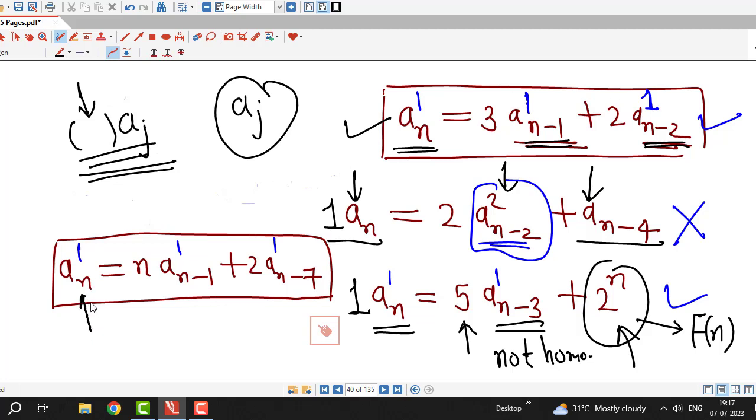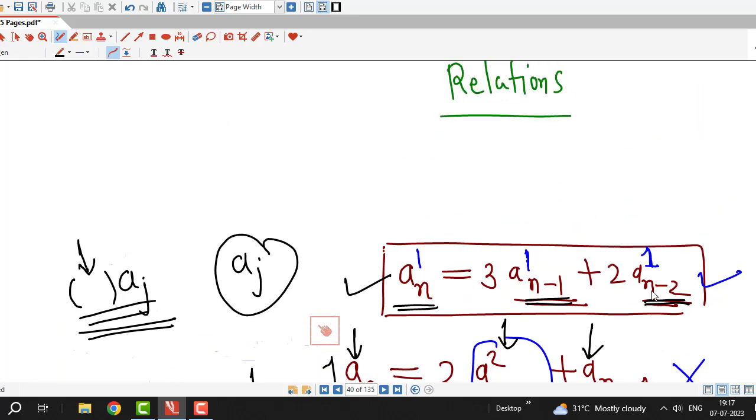This is homogeneous: this is a multiple of an, this term is a multiple of an minus 1, this term is a multiple of an minus 7. So this is an example of a homogeneous recurrence relation. This is not homogeneous. Similarly, I can write down a number of non-homogeneous recurrence relations. Suppose I have 3 times an minus 3 plus 2.